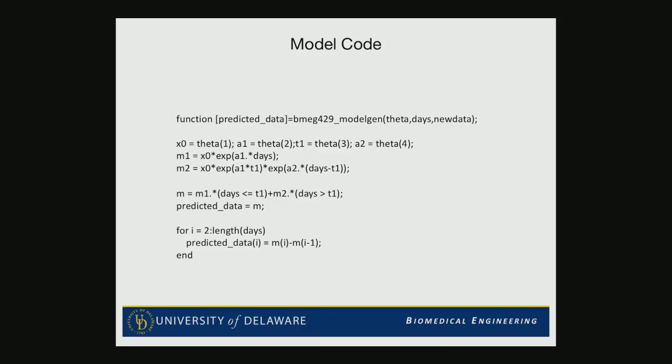And then for me to get model 1, all I have to do is make T1 larger than the last day and make A2, it doesn't matter what A2 is, but you can just make it 0, because that's a special case. So model 1 is a special case of model 2. Just make the transition time after the window that we're modeling.